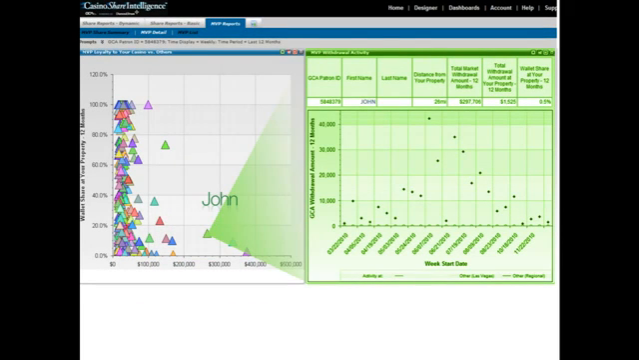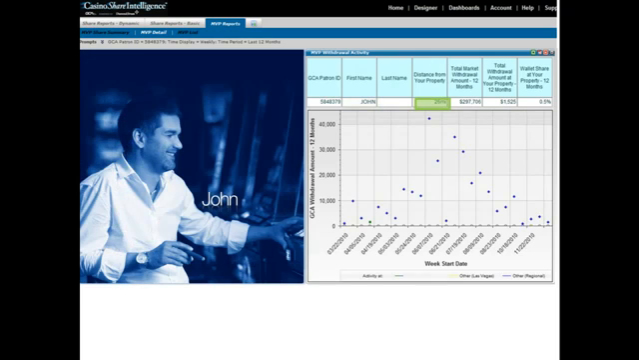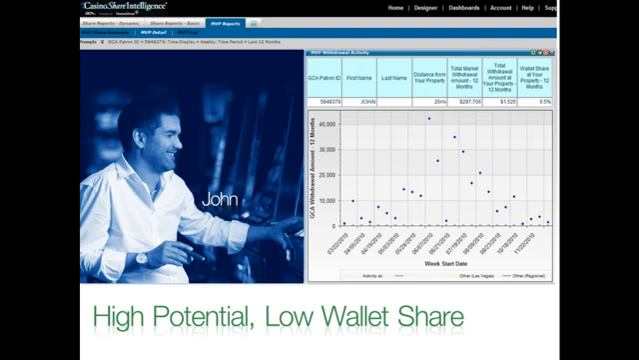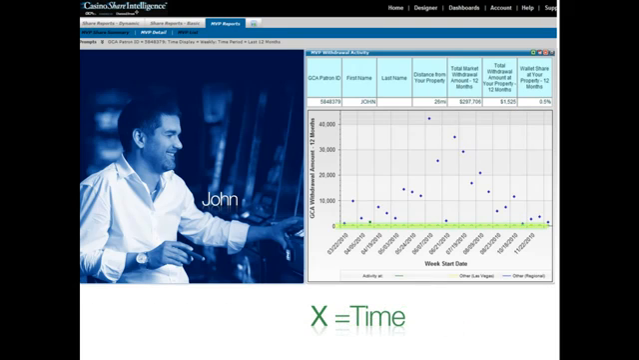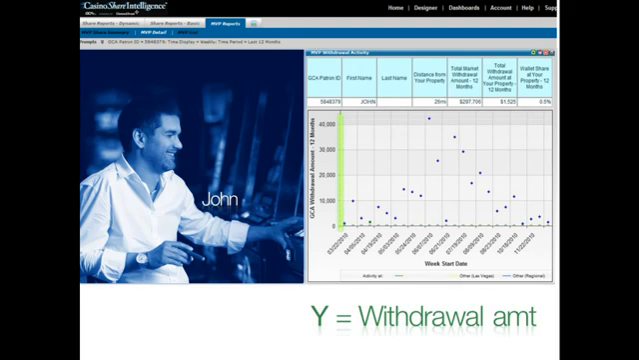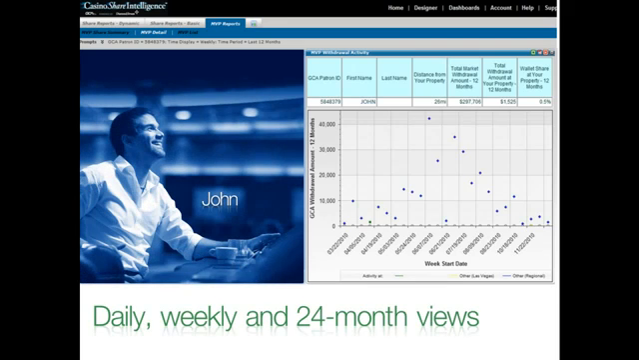You can click on any of the triangles and pull up a person's information. John lives 26 miles away, took out $300,000 in the past 12 months, and only made one withdrawal at your casino. John is a high-potential, low wallet share patron of yours, since your share is only 0.5%. Now look at the chart where time is on the x-axis and the amount of John's cash withdrawals is on the y-axis. Each dot represents a week's worth of activity. If you'd like, you can change this to see a daily or 24-month view.